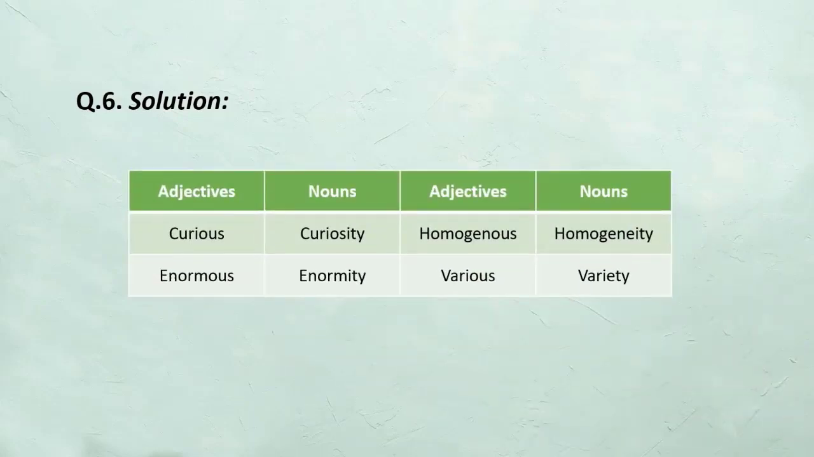I hope you have gotten some nouns from these adjectives. We also have the solution, the nouns from these adjectives. Curious becomes curiosity. We have just skipped U and added the ity suffix with curious, so it becomes curiosity. Enormous becomes enormity, homogeneous becomes homogeneity, and various becomes variety.